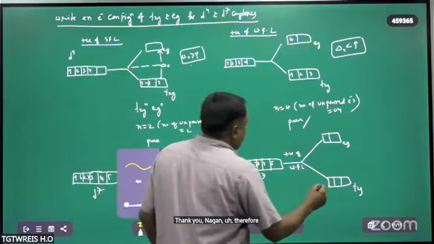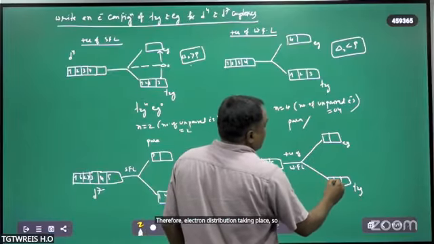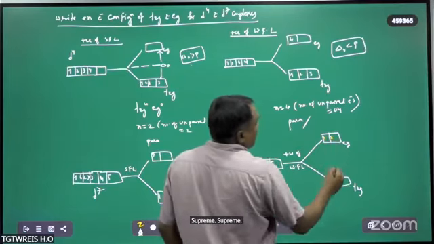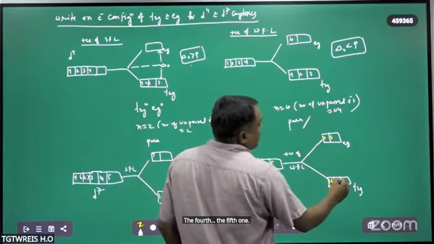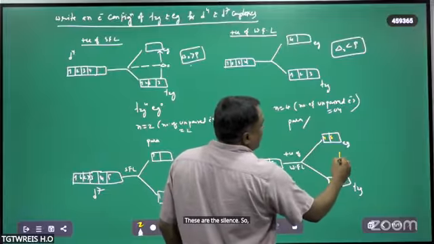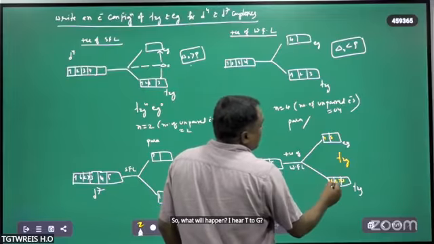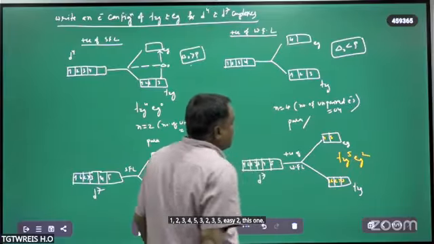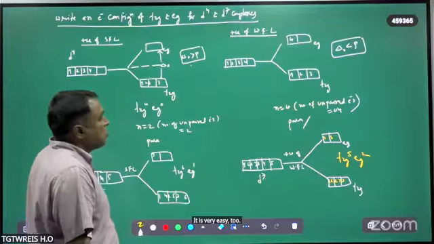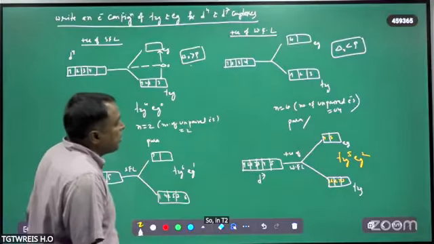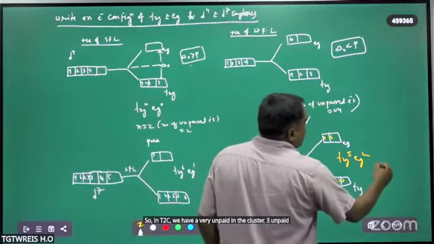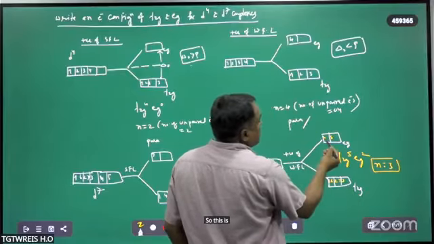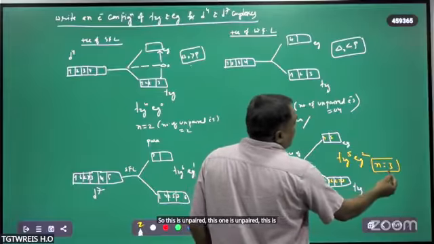Therefore, electron distribution takes place. This is the 1, the 2, the 3, the 4th, the 5th, the 6th, and this is the 7th one. So what will happen here? t2g5, eg2. In t2g we have how many unpaired electrons now? 3 unpaired electrons in this case. This is unpaired, this is unpaired, this is unpaired. So the number of unpaired electrons is 3.